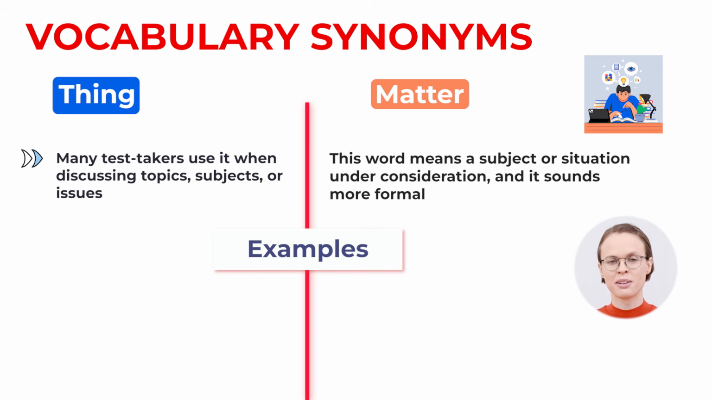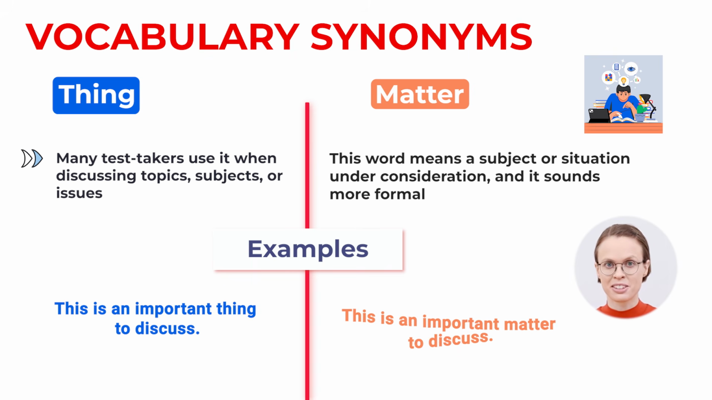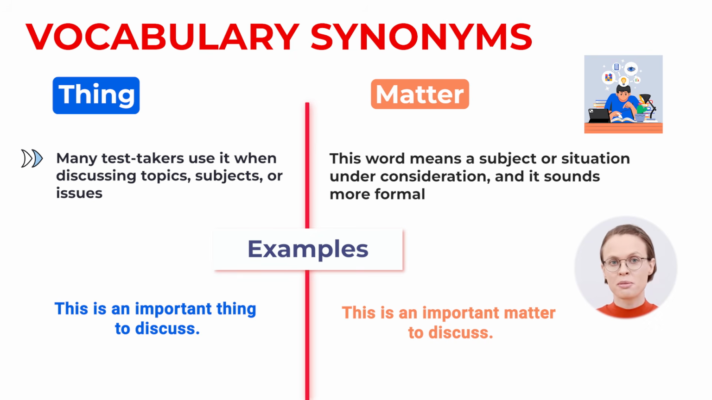Here's an example. This is an important thing to discuss. Here's the upgraded version. This is an important matter to discuss. You can also use alternatives like issue or topic to showcase even more vocabulary range.